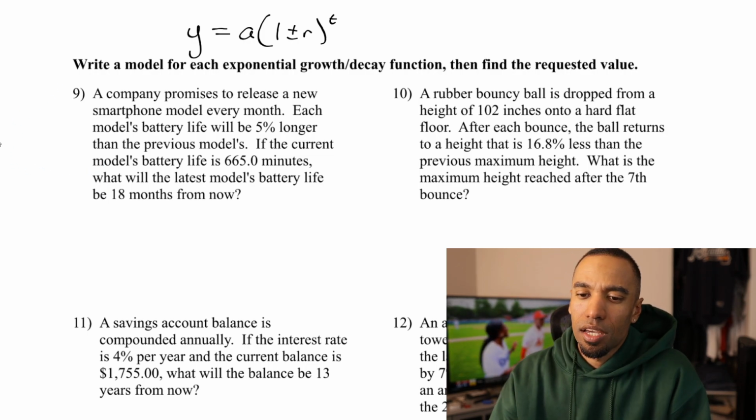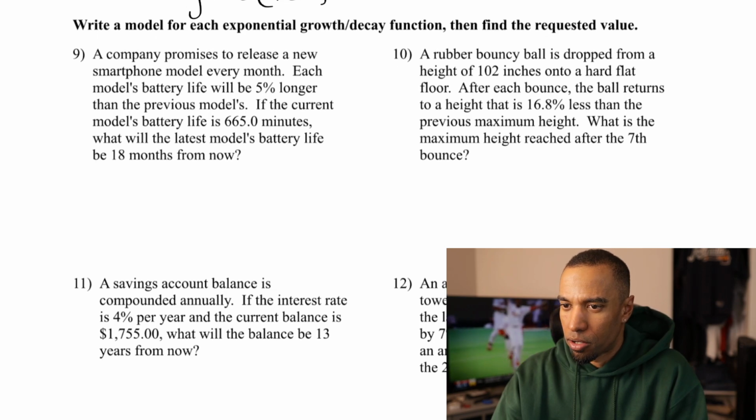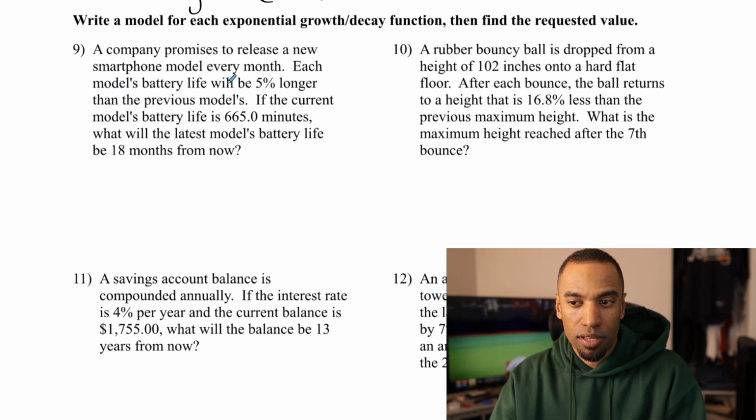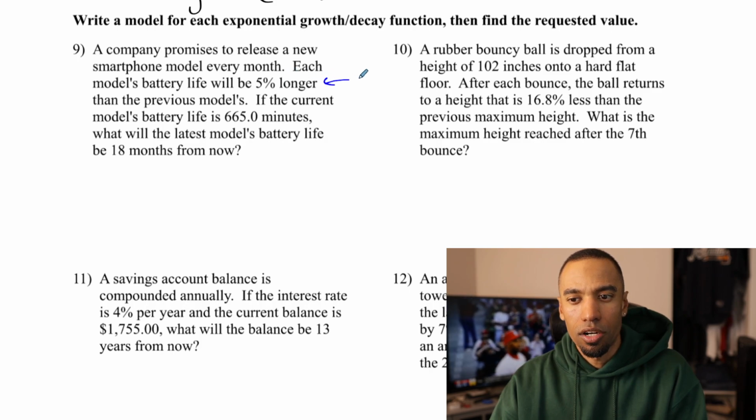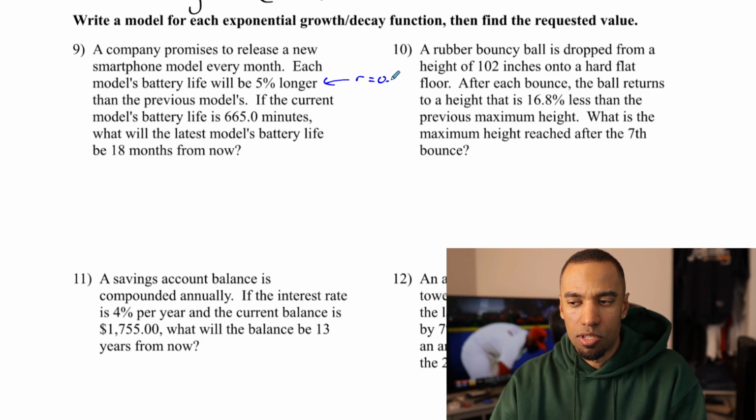All right, number 9. A company promises to release a new smartphone model every month. Each model's battery life will be 5% longer. That's going to be about r. And longer is an increase. r is going to be 0.05.